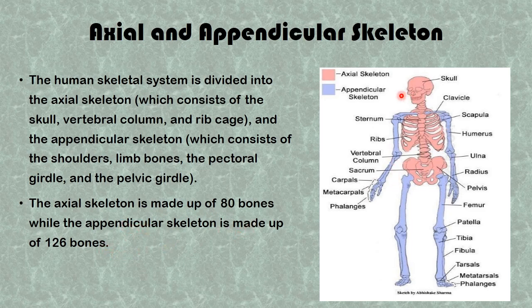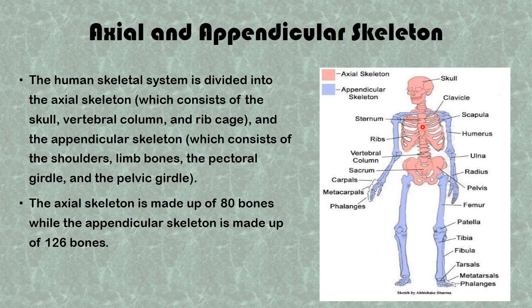Now as you can see here, the pink colored bones are the axial skeleton, which is the framework of the skeleton, while the blue colored bones make up the appendicular skeleton. These are the appendages or the adjoining parts. As you can see right here, you have the skull, you have the vertebrae, and the rib cage. So these all make up what we call the axial skeleton.